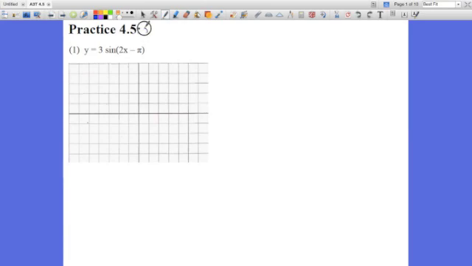Okay, so this is 4.5a, which we've covered, but this is just so that you'll have a video to watch to refresh. We have to remember that when graphing y equals the sine of x, we start with a basic amplitude of 1, and the period is going to be 2 pi, and it has no phase shift to begin with.